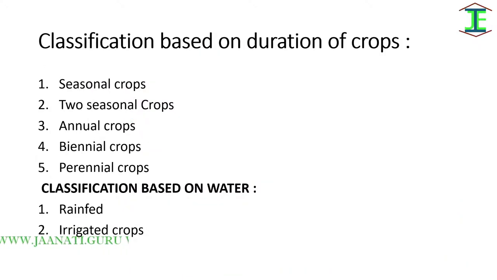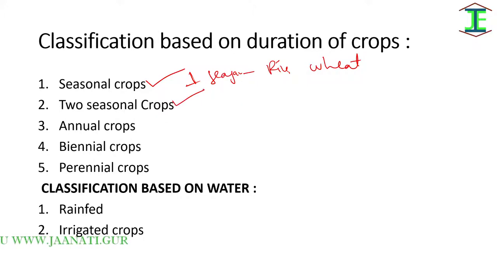Next, classification based on duration of the crops. First is seasonal crops. Seasonal crops require only one season for their growing. For example, rice, wheat. They require only one season, either kharif or rabi, for their growing. Next is two seasonal crops. They require two seasons for their growing. For example, cotton, turmeric, and ginger. These crops are two seasonal crops.